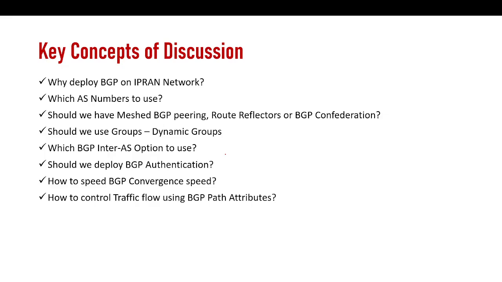We've already discussed which AS numbers to use: you use the private AS numbers. And when you are deploying BGP on the IPRAN network, we have the concept of split horizon. Anyone who can explain split horizon?